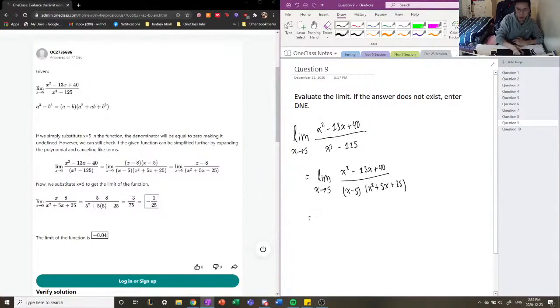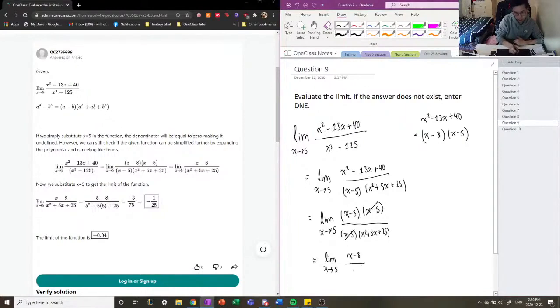Next, we can factor the top, right? I believe it's factorable. So x squared minus 13x plus 40 is also equal to x minus 8 times x minus 5. All right, so if we do that, then we get the limit as x approaches 5 of x minus 8 times x minus 5, divided by x minus 5 times x squared plus 5x plus 25. Okay, now we can cancel out x minus 5, and we're left with the limit as x approaches 5 of x minus 8 divided by x squared plus 5x plus 25.